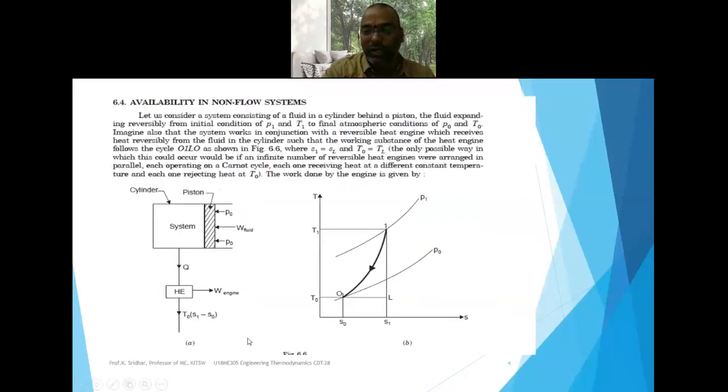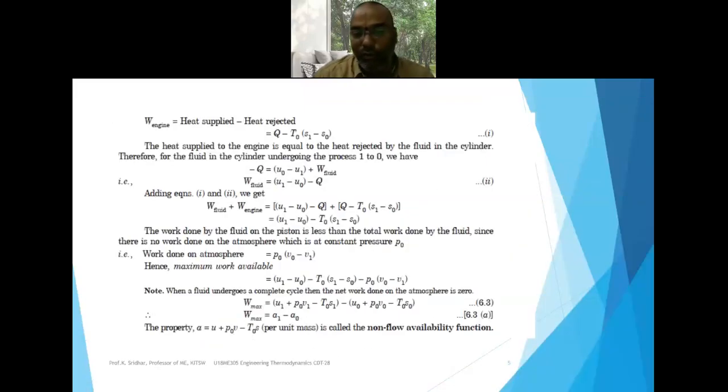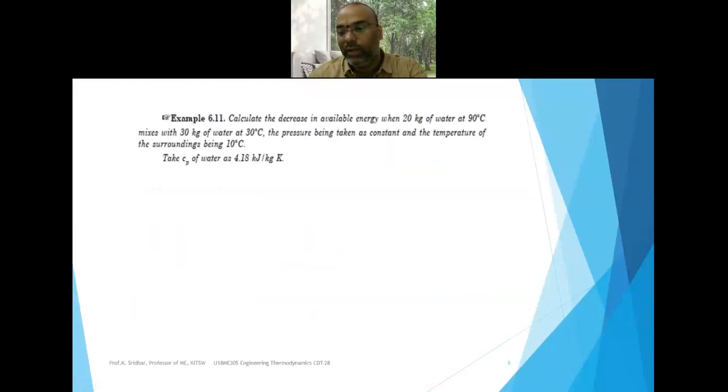In the previous one, the steady flow availability function is B. So B is representing what? The steady flow availability function, that is H minus T naught into S. And here A is representing the non-flow availability function, that is U plus P naught V minus T naught into S. Like this, we are able to determine the availability in a steady flow process as well as in a non-flow process. Now, based on these concepts, let us solve some problems which were previously asked in the GATE examination.